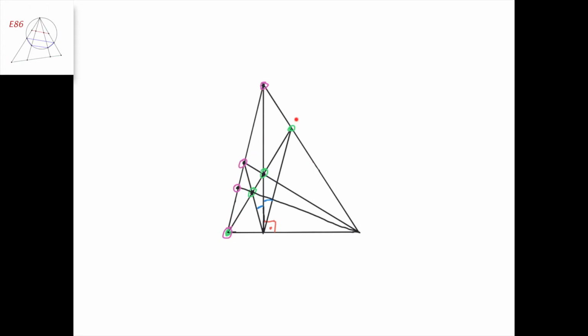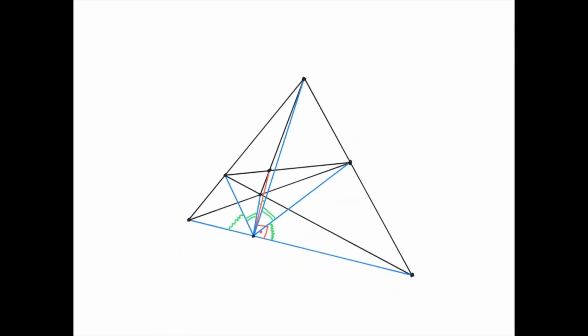From here, it follows that the 4 green points are in harmonic division, and from the 90 degrees angle here, it follows that this angle equals this angle, and furthermore, this angle equals this angle. This here is called the generalized Blanchet's theorem.